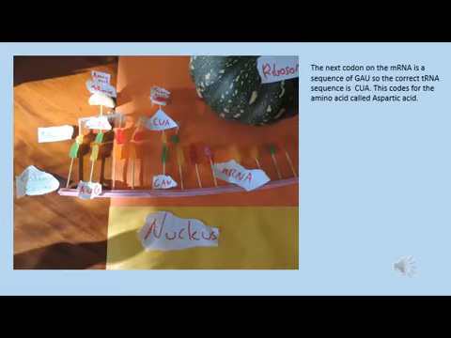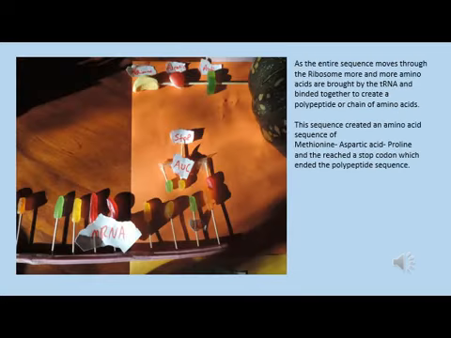The next codon on the mRNA is a sequence of GAU, or guanine, adenine, and uracil. So the correct tRNA sequence required is CUA. This codes for the amino acid called aspartic acid. So the second amino acid in our protein sequence will be aspartic acid after methionine.